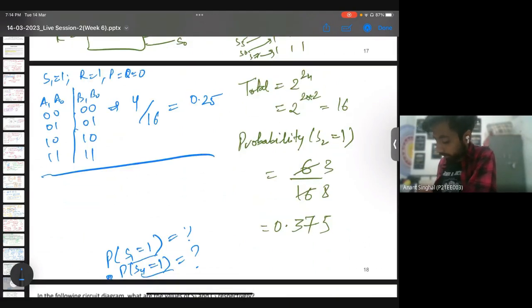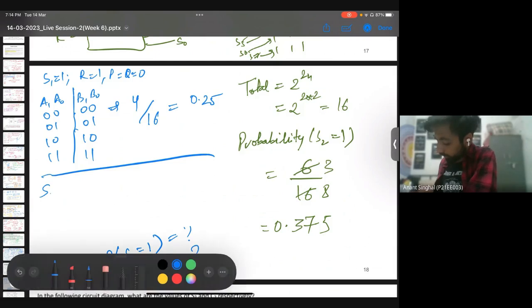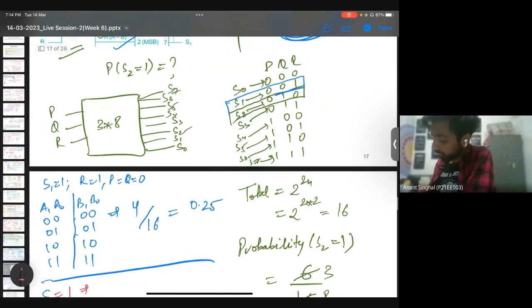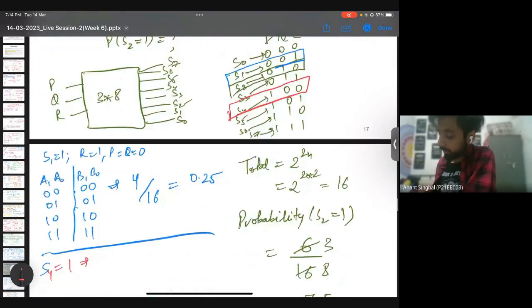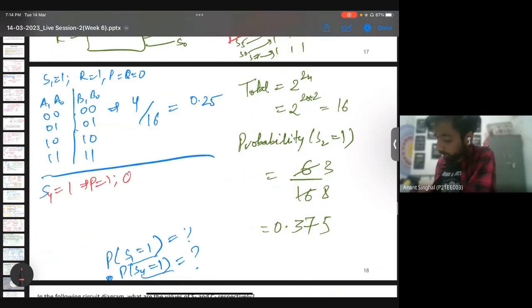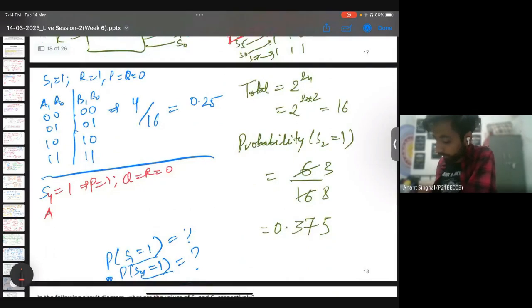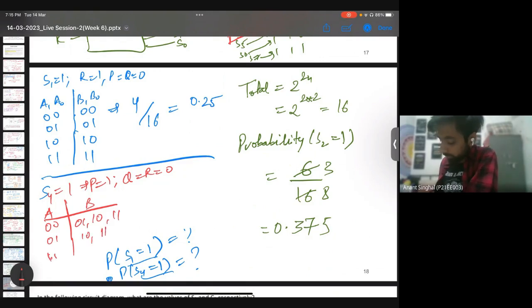And similarly, if I try to do it for S4 equals 1. So S4 is nothing but 1, 0, 0. You can check here. That means when P is equal to 1 and Q and R are 0. So this covers when A is less than B. So A is less than B: 0, 0 is less than three cases of B, 0, 1, 1, 0, and 1, 1. Then 0, 1 is less than 1, 0 and 1, 1, and then 1, 0 is less than 1, 1. So again, there are a total of 6 cases out of the 16 cases. So again, the answer will be 0.375.